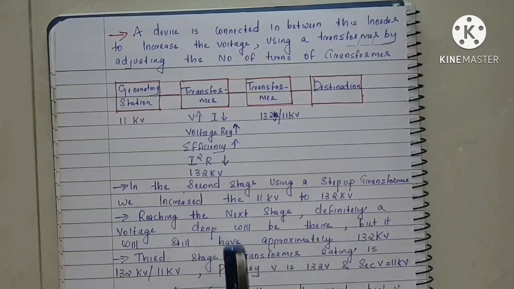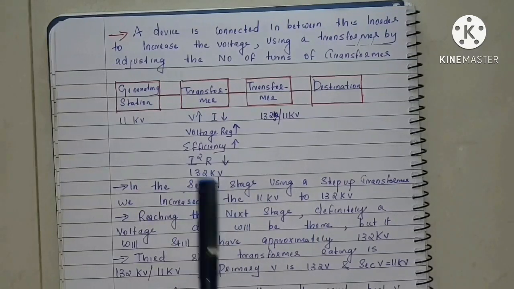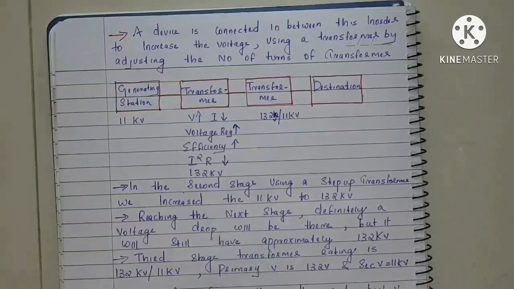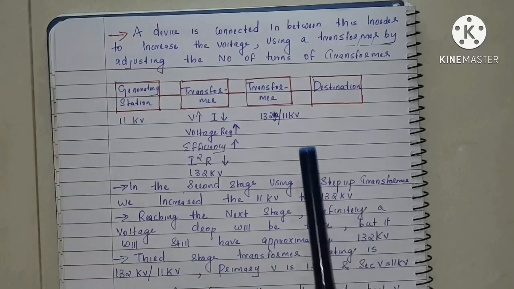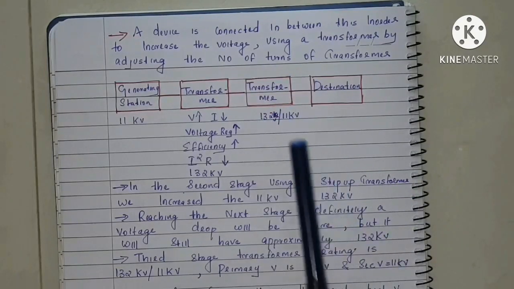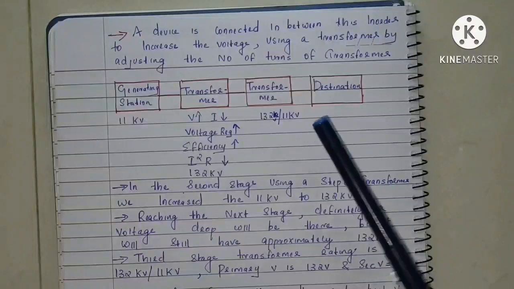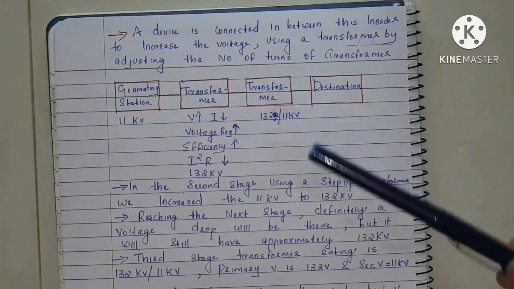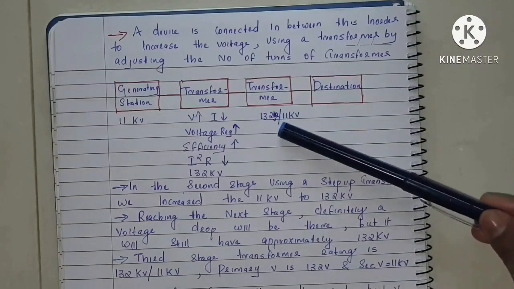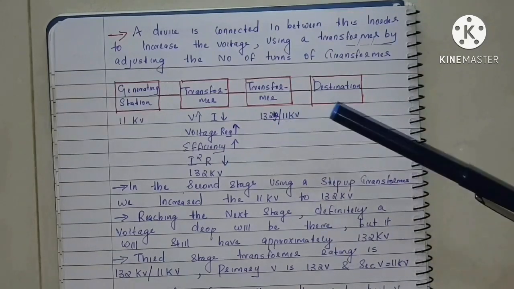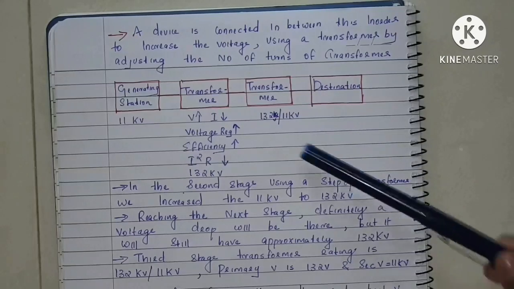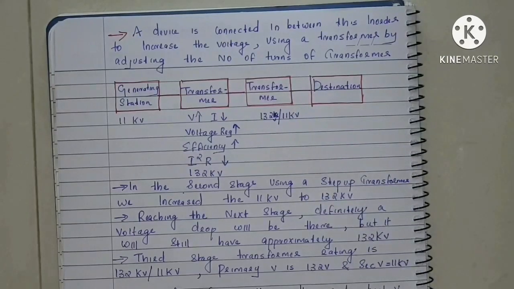In order to make it again 11 kilovolt, this 132 kilovolt can again be converted to 11 kilovolt by using another transformer in between this. That is, this transformer rating is nothing but 132 kilovolt by 11 kilovolt. Here voltage is decreased, so this is nothing but a step-down transformer.